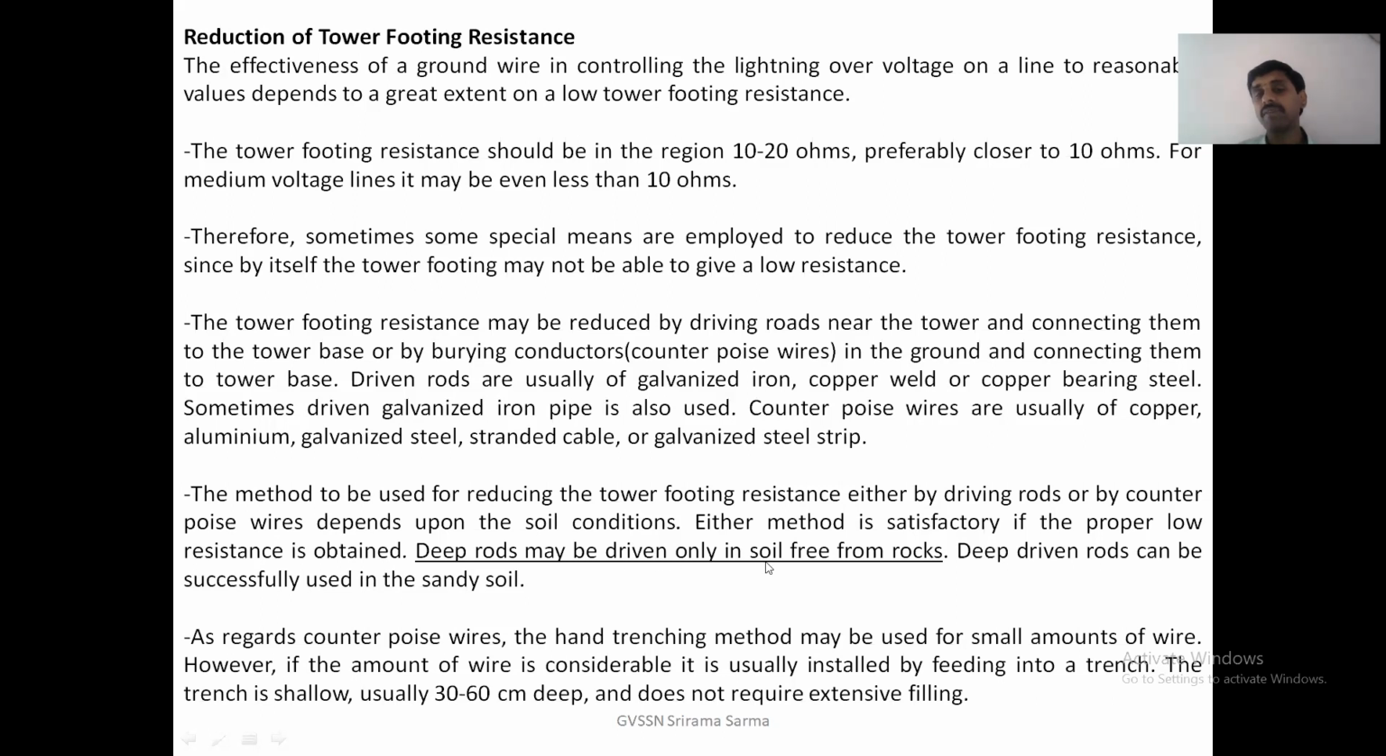Deep rods may be driven in soil free from rocks. In loose soil, you can use ground rods, but that is not possible everywhere. There will be hill areas where you go for counterpoise. Let us discuss that.